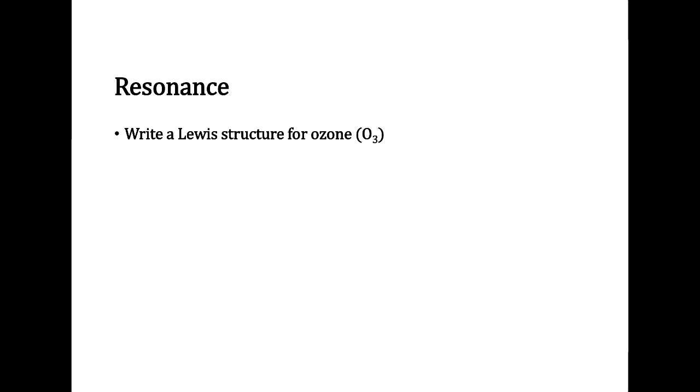Okay, so the first thing we need to do is figure out how many valence electrons we have. Each oxygen has 6, so we have a total of 18. Now this isn't going to form some form of a cyclic compound, okay? So don't even try to do that yet. We'll wait and let you take organic chemistry for that. So we're going to have 3 oxygens in a row.